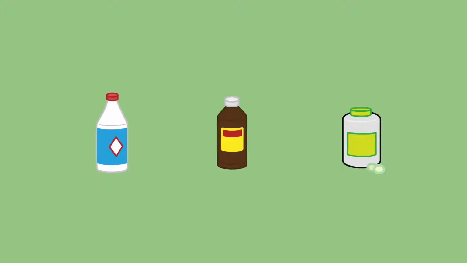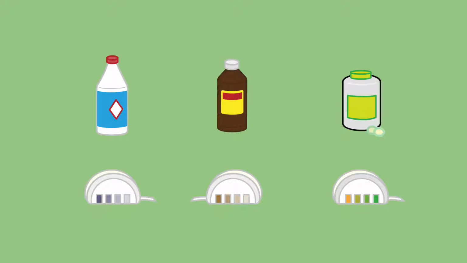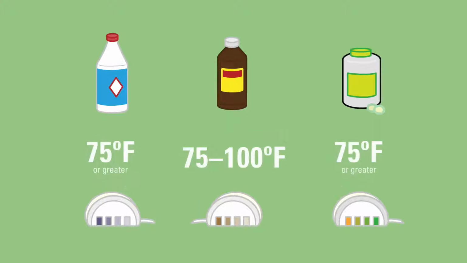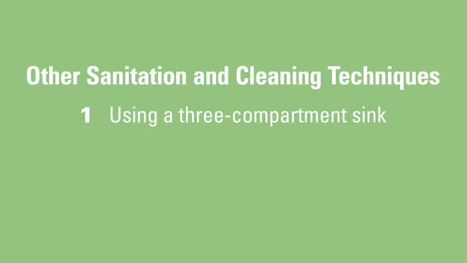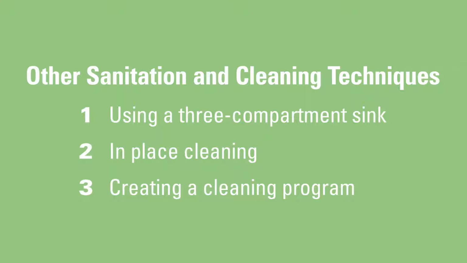These chemicals can only be used according to manufacturer guidelines, including using the correct concentration level. You can use a sanitizer test kit to check the concentration of the sanitizer. Each type of sanitizer requires its own test kit. Also ensure sanitizers are used at an appropriate temperature. For example, a quaternary ammonium compound solution needs a minimum temperature of 75 degrees Fahrenheit. Other sanitation and cleaning techniques include using a 3-compartment sink, cleaning in place, and creating a cleaning program.